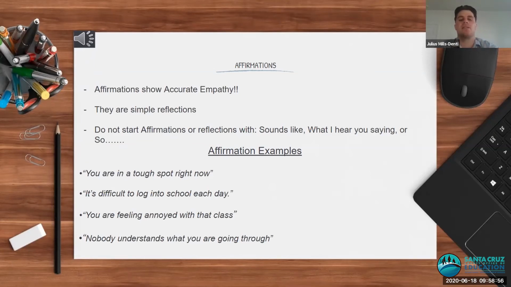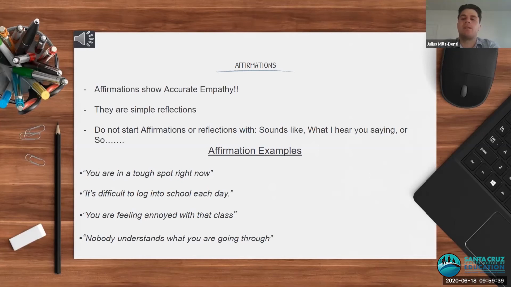So say things like, it's difficult to log into school every day, or you're in a tough spot right now, or you're feeling annoyed with that class, or nobody understands what you're going through. I really like the last one. It's extremely powerful because it allows the person to recognize that you're willing to admit that you might not understand either. What I would say with affirmations is, don't say sounds like or what I hear you saying. Just go straight to the source. Sometimes we get caught up with the sounds like thing, and it can be too pathologizing.